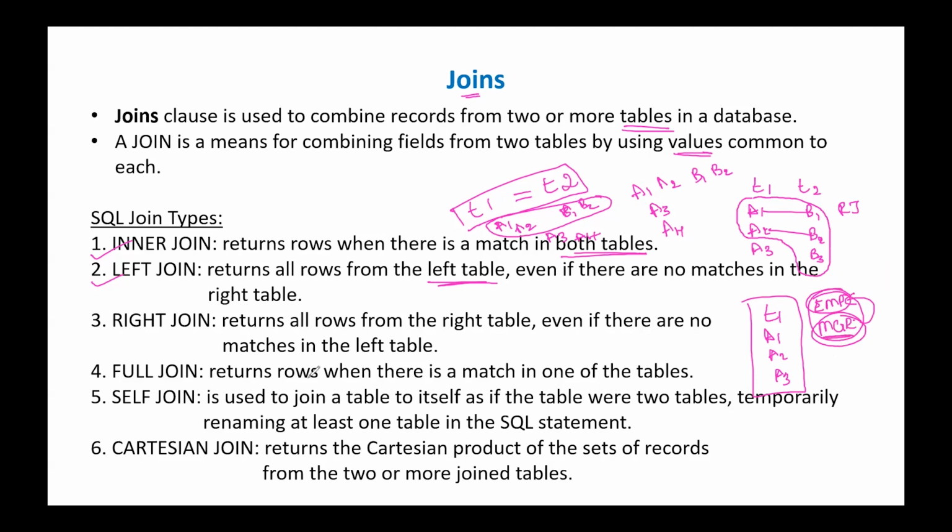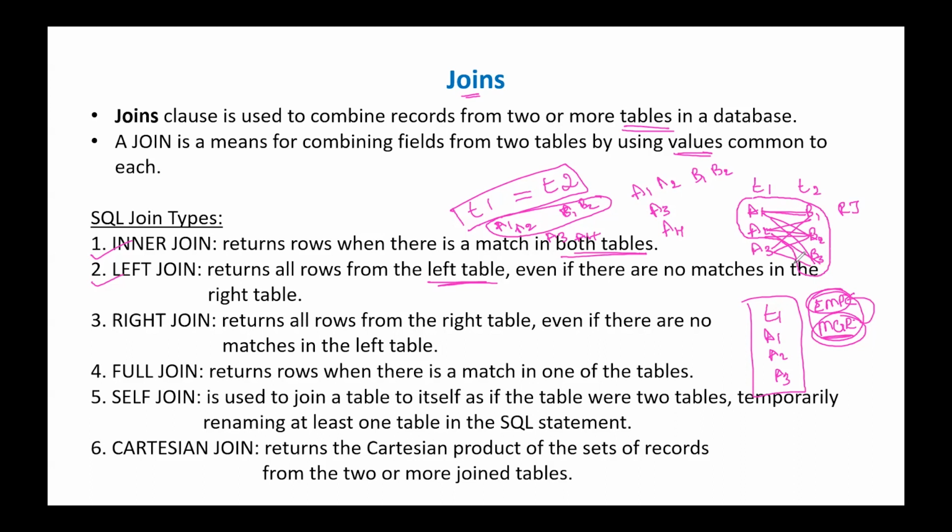Next we have the Cartesian join. Cartesian join is nothing but multiplying each record. For example, here I will combine A1 with B1, A1 with B2, A1 with B3. Similarly, A2 with B1, A2 with B2, A2 with B3, A3 with B1, A3 with B2, and A3 with B3.